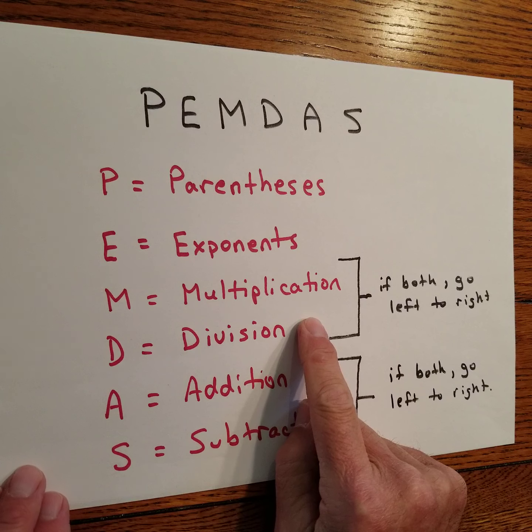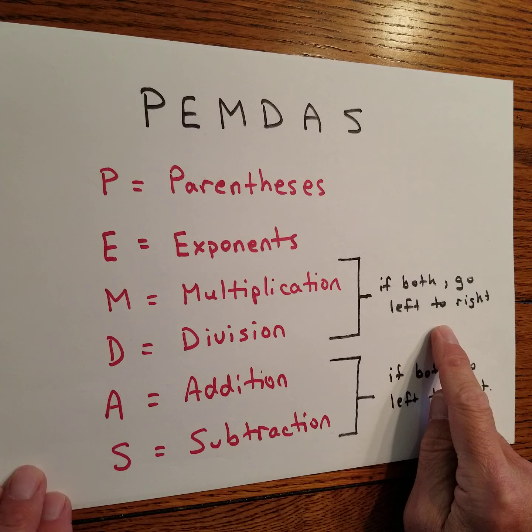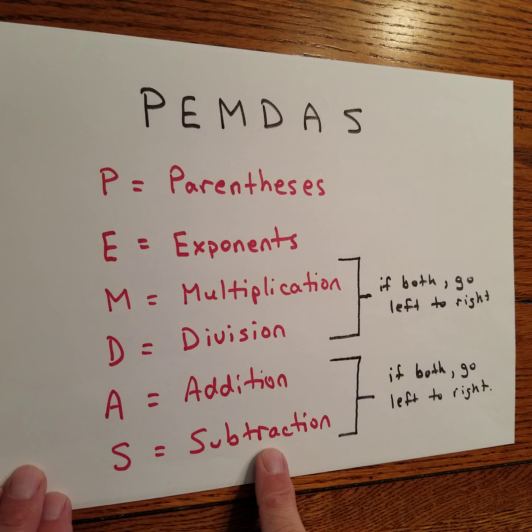Multiplication and division happen next. But not multiplication first and division last. If you have both, go left to right. Addition and subtraction happen last.